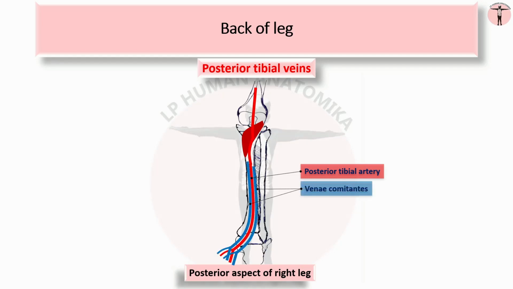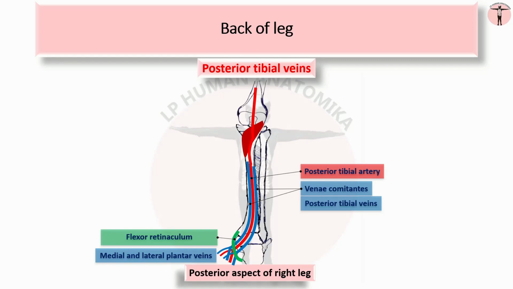Venae comitantes of the posterior tibial artery are called the posterior tibial veins. Venae comitantes are a pair of veins always accompanying any of the deep arteries in the body. The veins accompanying the lateral and medial plantar arteries, called lateral and medial plantar veins respectively, join deep to flexor retinaculum to form posterior tibial veins.